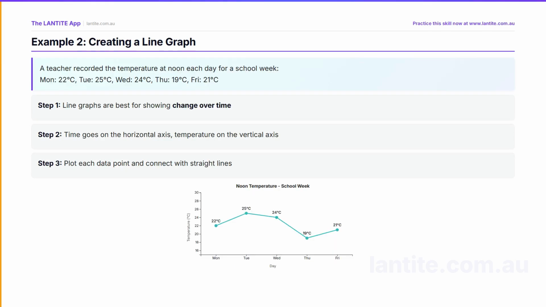Now let's create a line graph. A teacher recorded the temperature at noon each day for a school week. Line graphs are ideal for showing how data changes over time. Time is on the horizontal axis and temperature on the vertical axis. We plot each point and connect them with straight lines. Notice the temperature rises to Tuesday, drops on Wednesday, falls sharply on Thursday, then starts to recover on Friday. Line graphs make trends like these easy to spot.